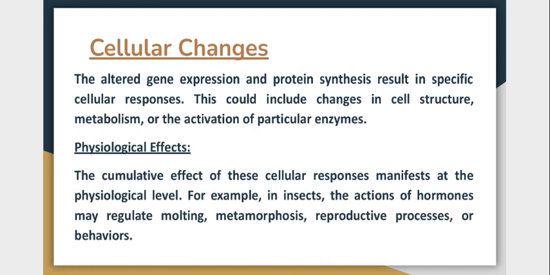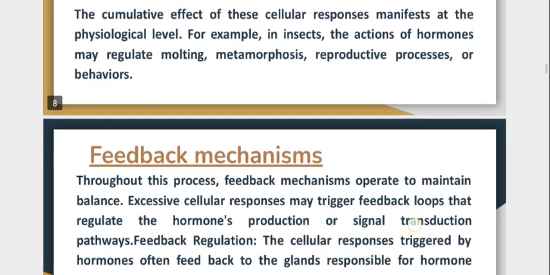And cellular changes will be taking place. The altered gene expression and protein synthesis result in specific cellular responses. This could include changes in cell structure, metabolism, or the activation of particular enzymes. These are some cellular changes taking place. Okay, then physiological effects will be happening after this. The cumulative effect of these cellular responses manifests at the physiological level. For example, in insects, the actions of hormones may regulate molting, metamorphosis, reproductive processes, or behaviors.